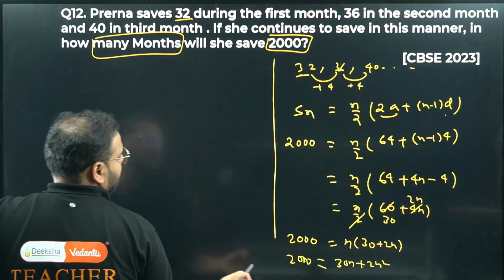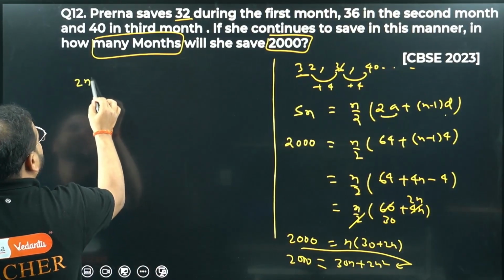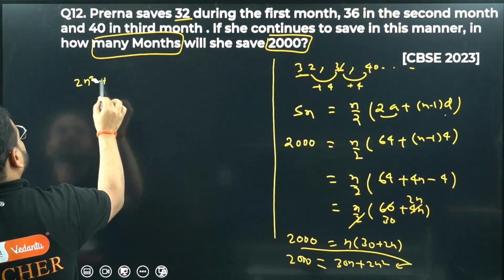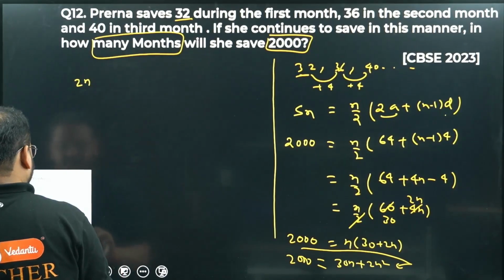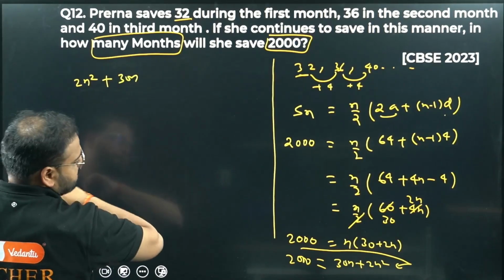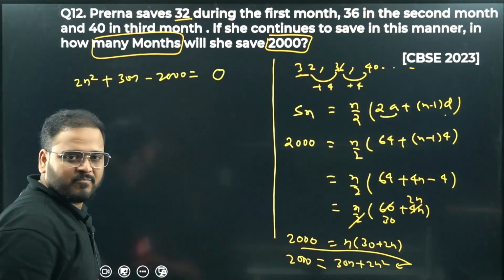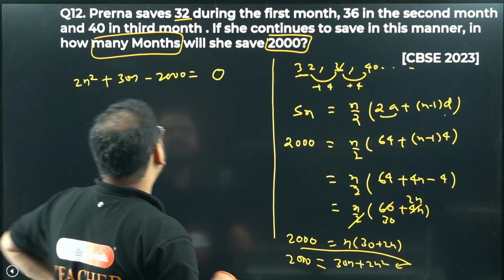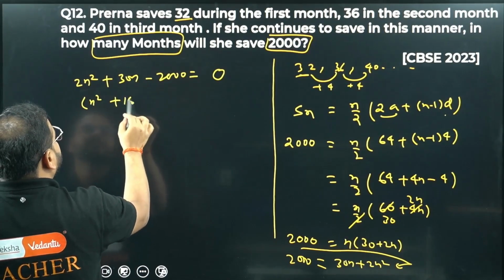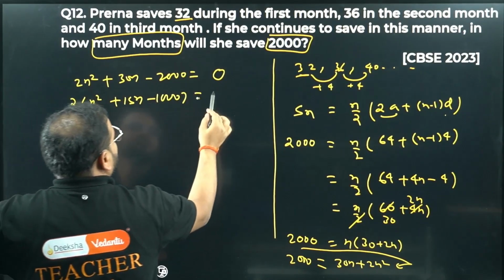Now bring everything on one side, making this 2000 on this side. What I'm gonna get, please have a look. Try solving from your side. 2n square plus 30n minus 2000 equals to 0. You have to solve this quadratic to get the answer for n, right? Okay. Take 2 common also. So n square plus 15n minus 1000 equals to 0.